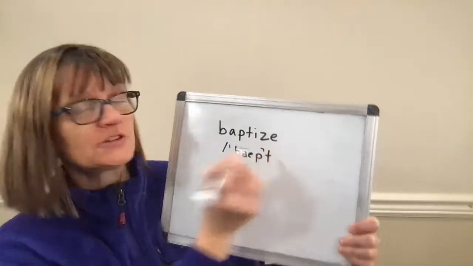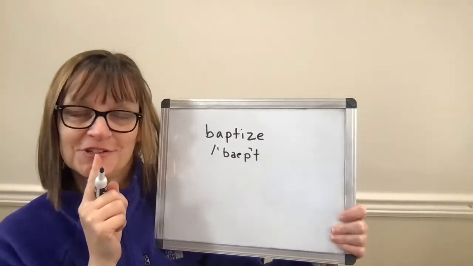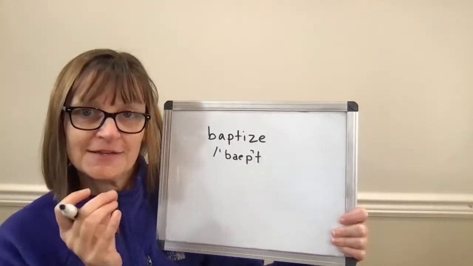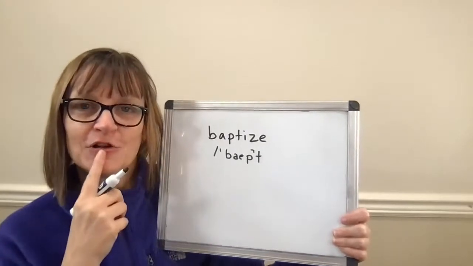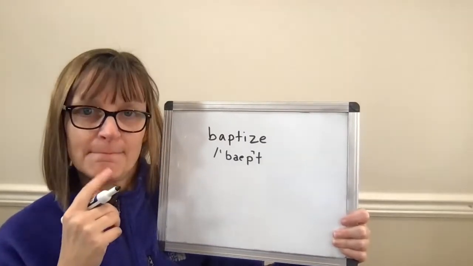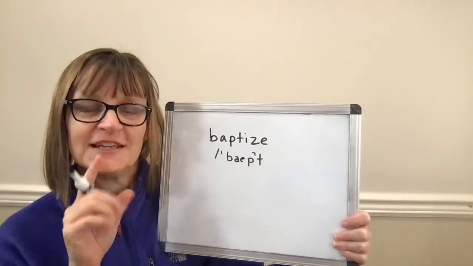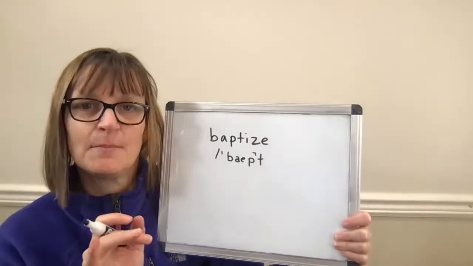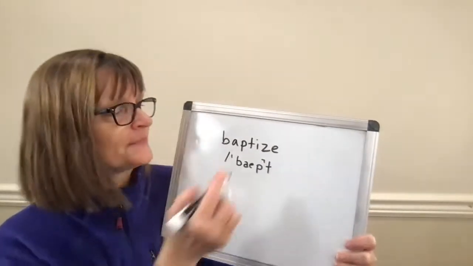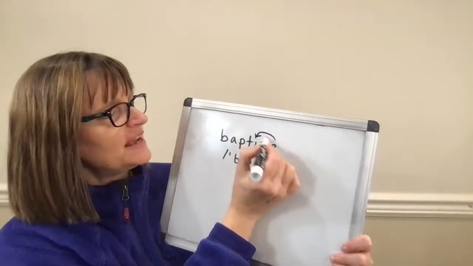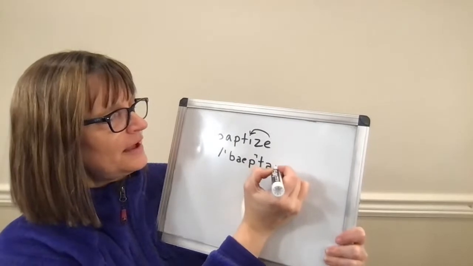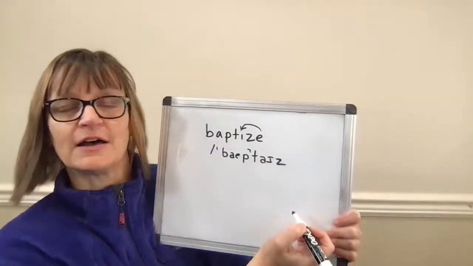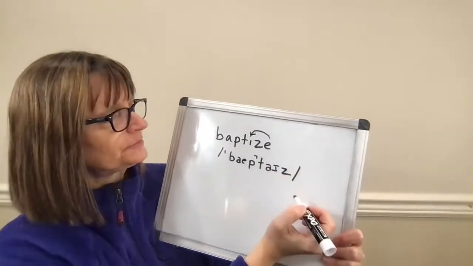Here's another example of an unreleased stop. So I don't say baptize with a break and a released P. I just close my lips for the P, bap, then I put my tongue ready for the T and release it all into the T. Baptize, baptize. Here we have another example of silent E, making the I say its name. Ties, and then a Z sound at the end, baptize.